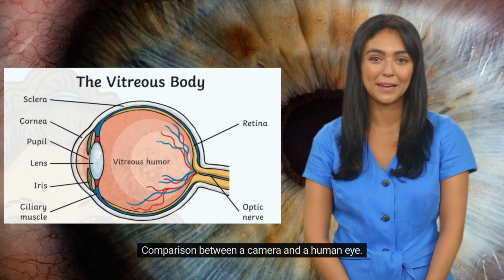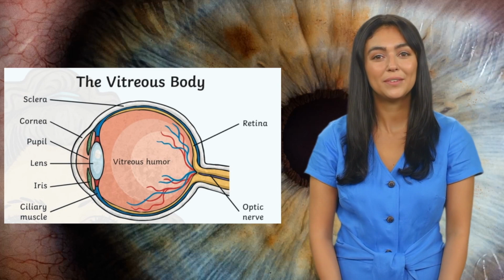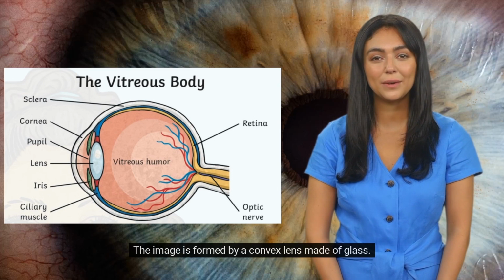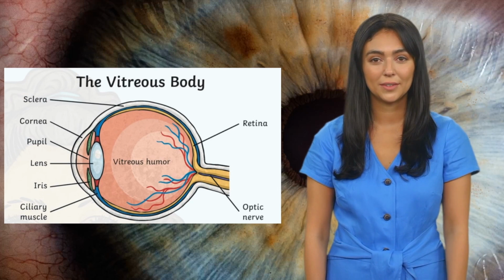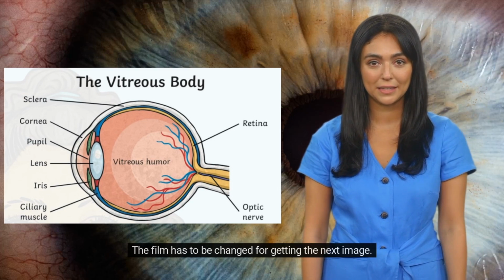Comparison between a camera and a human eye. A camera. The image is formed by a convex lens made of glass. A real and inverted image is formed on the film. The film has to be changed for getting the next image.